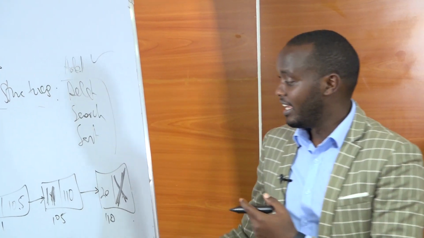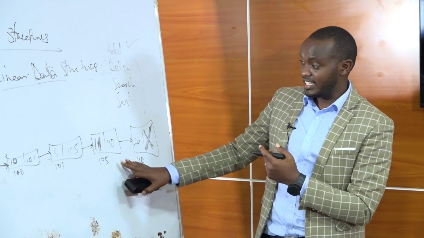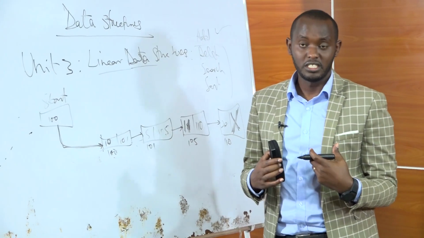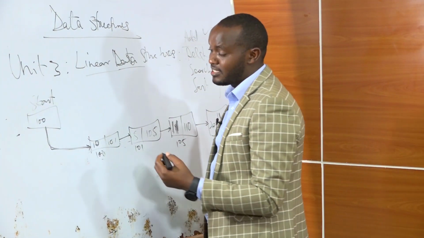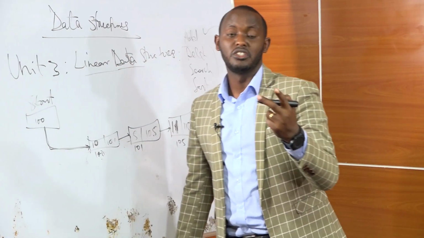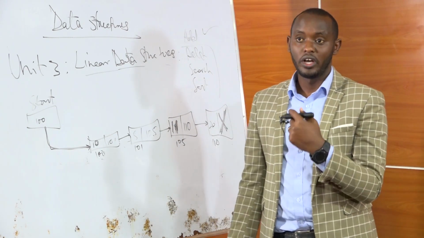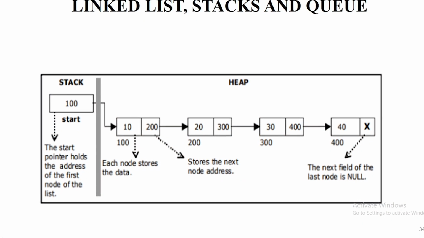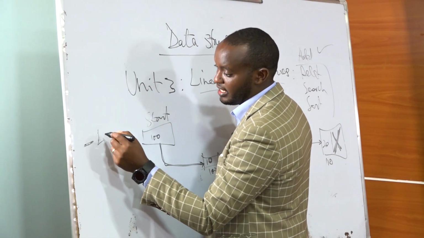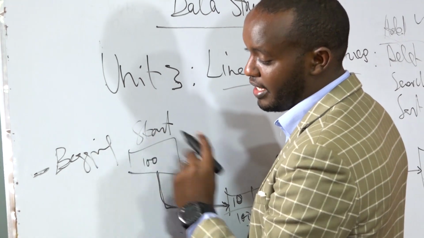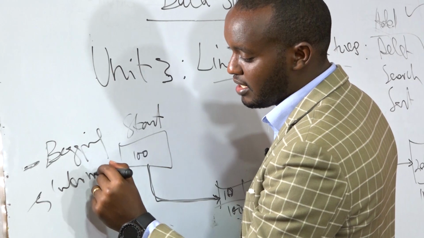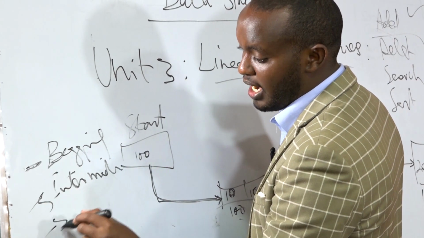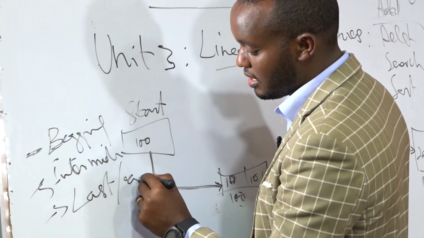So we can work on the add operation and see how we can add a new node. Given that we want to add a new node to the single linked list that we have here, there are three positions where we can add a new node. First, we can add it at the beginning of the list, or in the intermediate of the list, or at the end of the list.